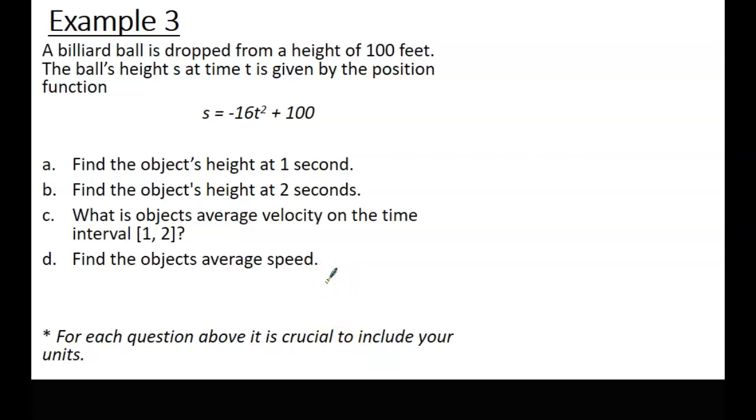A billiard ball is dropped from a height of 100 feet. They're telling you your units there. The ball's height at time t is given by this position function. Find the object's height at 1 second. So our time units are going to be in seconds. So how would I find the object's height at 1 second? Plug 1 in. That's your position function, right? If you plug in your time, it will tell you the position at that time. So let's do it.